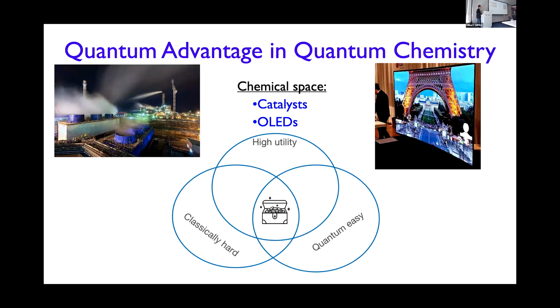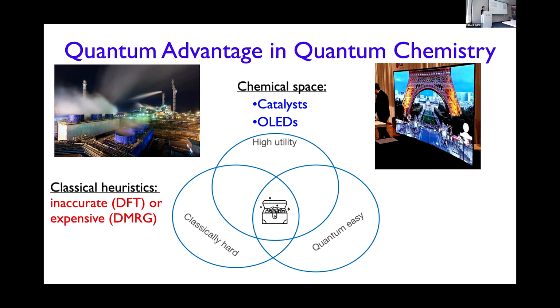Now, what is high in utility? Simply speaking, within the chemical systems, we can focus on the ones that really bring some advantage to technology, whether that's catalysts that improve the processes that Diana was talking about, with the Haber process, for example, which takes 1 or 2% of human energy, or organic light emitting diodes that we all use in our screens. Those are typical systems where we would like to speed up the process of development.